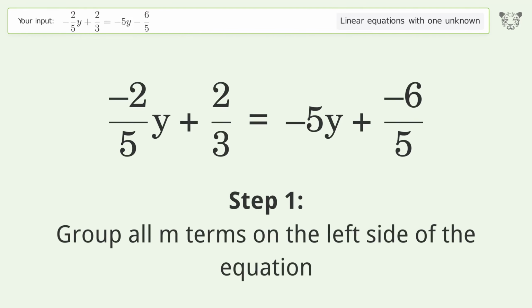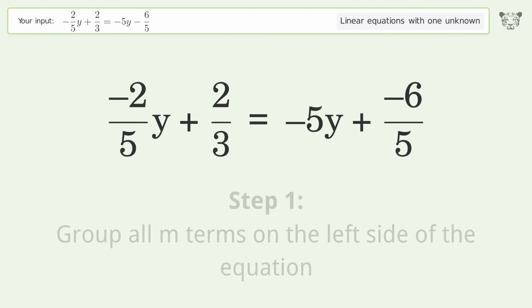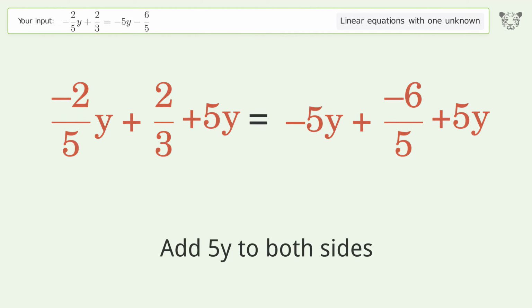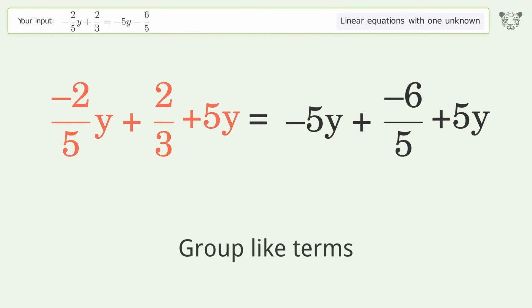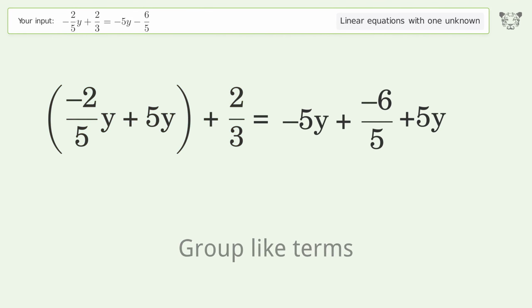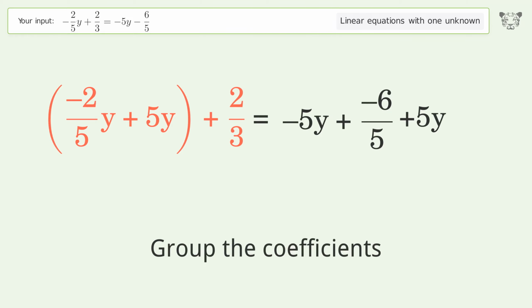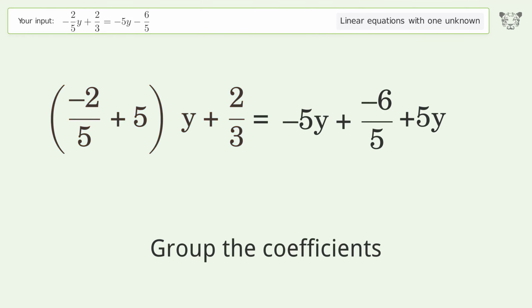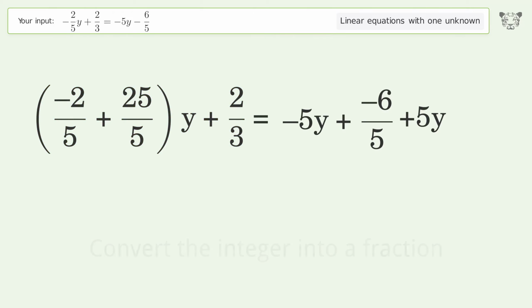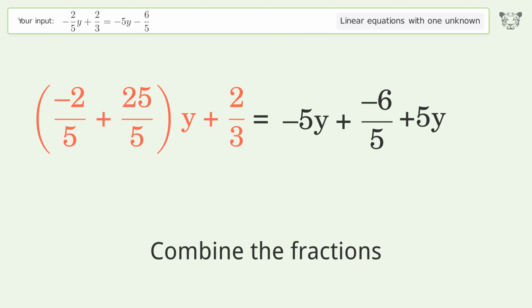Group all m terms on the left side of the equation. Add 5y to both sides. Group like terms. Group the coefficients. Convert the integer into a fraction. Combine the fractions.